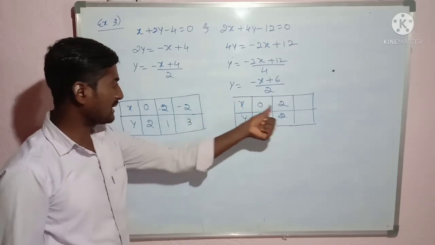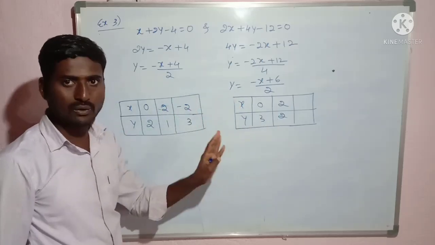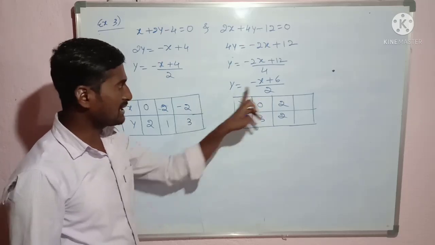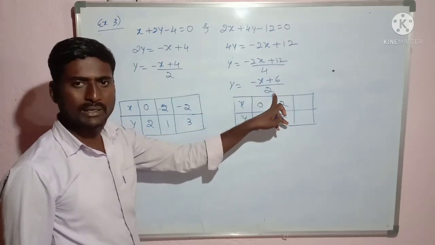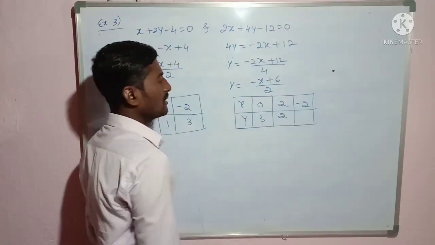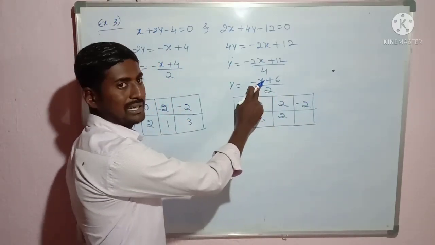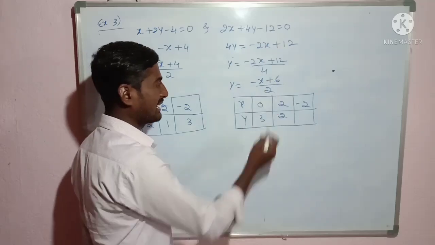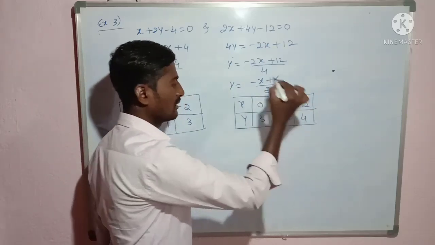So it doesn't mean that you should take the same values. No. If I take minus 2, it will be divisible by 2 only. Okay, so I can take that minus 2. So if we take minus 2, minus plus 2 plus 6, that is 8. 8 divided by 2 is 4.